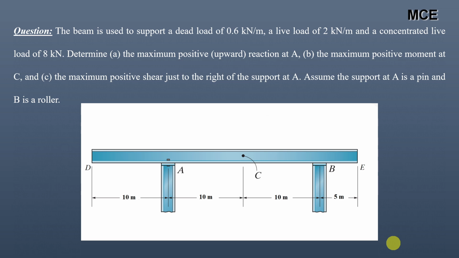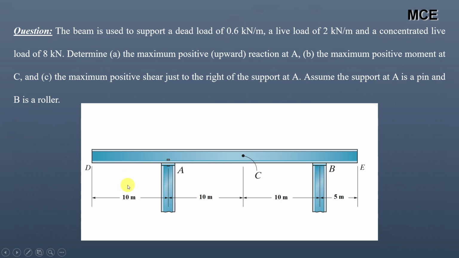I have been given a question which states that the beam is used to support a dead load of 0.6 kilonewton per meter, a live load of 2 kilonewton per meter and a concentrated live load of 8 kilonewton. We have to determine the maximum positive upward reaction at A, maximum positive moment at C, and maximum positive shear just to the right of the support at A, by assuming that the support at A is a pin and support at B is a roller.